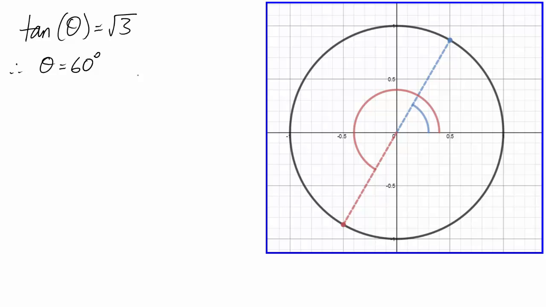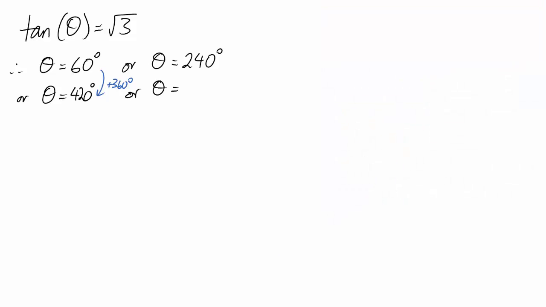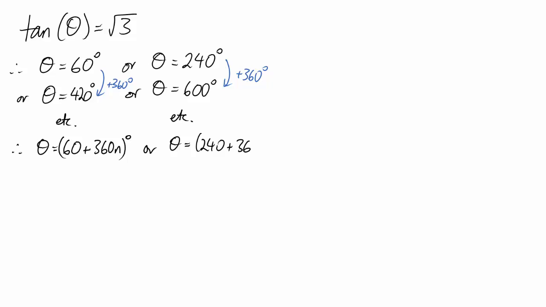So the second solution is theta equals 60 plus 180, which is 240 degrees. Again, from these two basic solutions, we can keep adding 360 degrees to get more solutions, like 420 degrees and 600 degrees, and so on. So we could write the general solution as theta equals 60 plus 360n and theta equals 240 plus 360n.